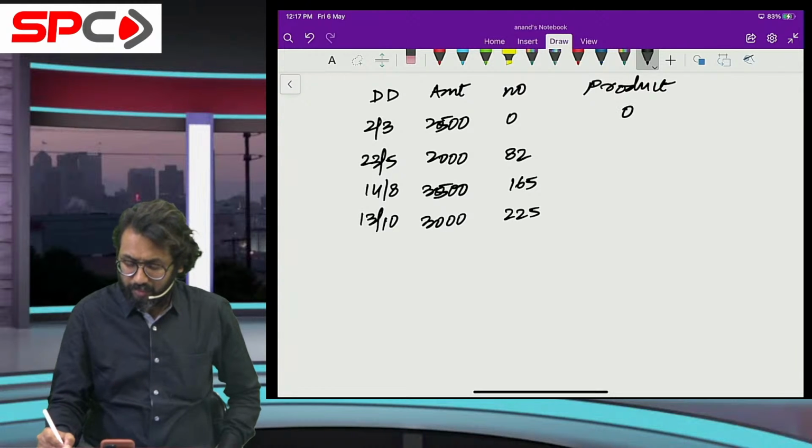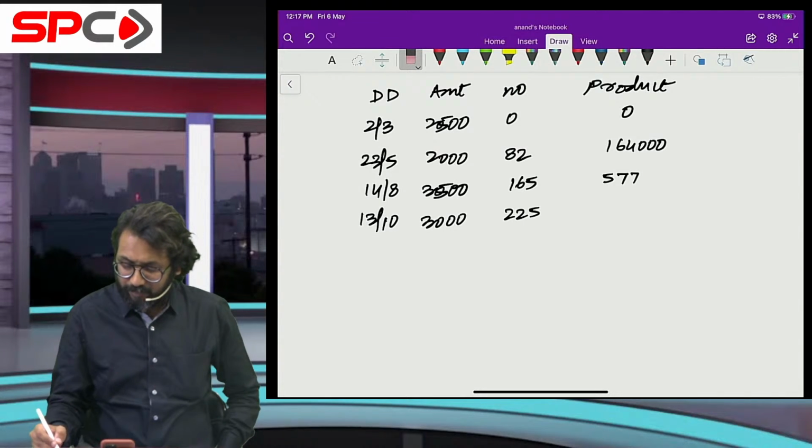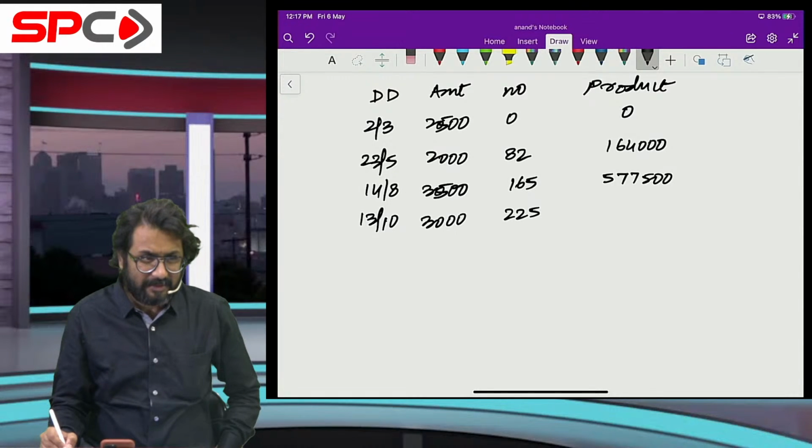0. 1 lakh 64,000. Then 5 lakh 77,500. Say it all together. Next, 6 lakh 75,000. What is the total?